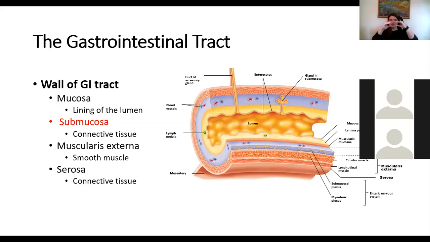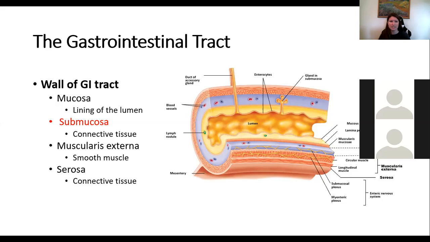So the first thing is going to be your mucosa, which is going to line the lumen, or line that inside of the hollow tube. Then we're going to have our submucosa. That's in purple on this image. The yellow is the mucosa. In purple, we have the submucosa, which is our connective tissue. So we're going to have a bunch of blood vessels running through here as well.